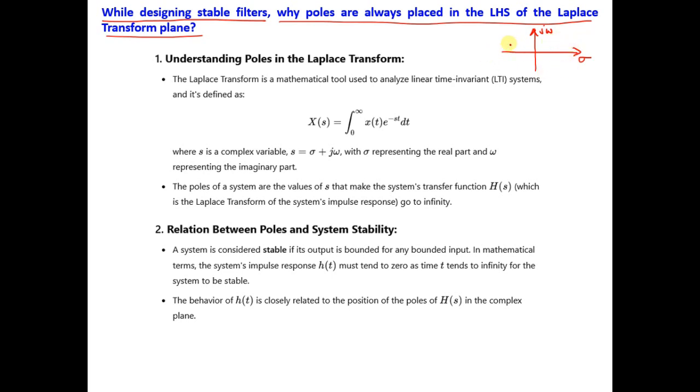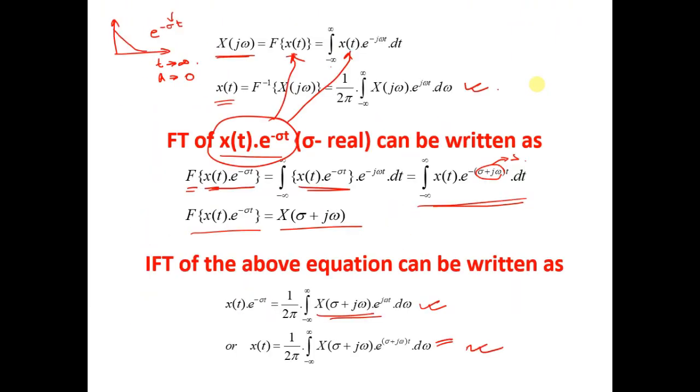Now this plane is divided into three parts: the left hand side plane, the right hand side plane, and the j omega axis. When sigma is equal to 0, where are we? We are on the j omega axis. If you put sigma equal to 0, this component becomes 1, and we go back to the Fourier transform.